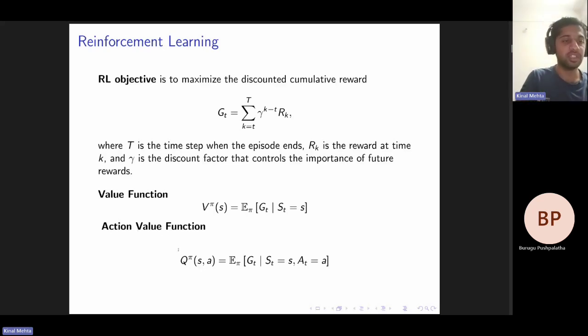And similarly, the action value function is defined as the expected return that it can achieve given that it starts in state S and it takes an action A. So here it is dependent on both the starting state as well as the action that it performs in that state. So these are the two major definitions which we'll be using throughout.